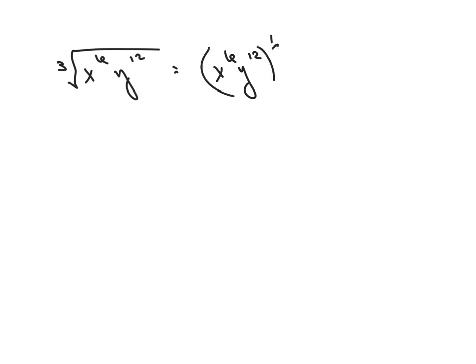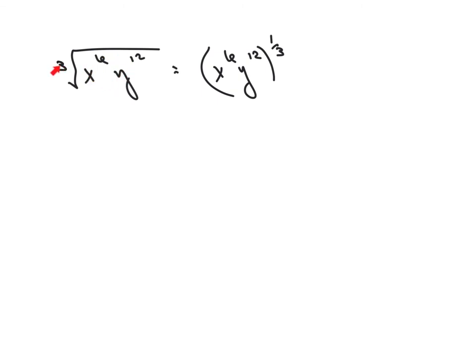So let's jump down to number 15. We have the cubed root of x to the 6th, y to the 12th. And it says write each radical with a rational exponent, then simplify. So what they want us to do is take the cubed root sign off, and write with a rational exponent of 1/3.